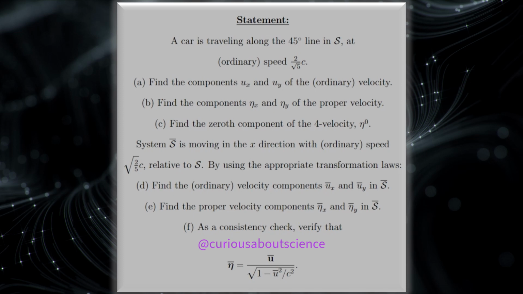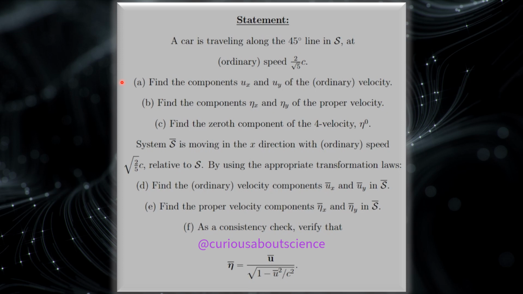Alrighty. We got a very long question that's pretty messy, so let's just dive on in. Our statement reads: we have a car that travels along a 45-degree line in S at ordinary speed 2 over the square root of 5 times c. Again, that's a fraction of c, so we will have to do the relativistic regime.